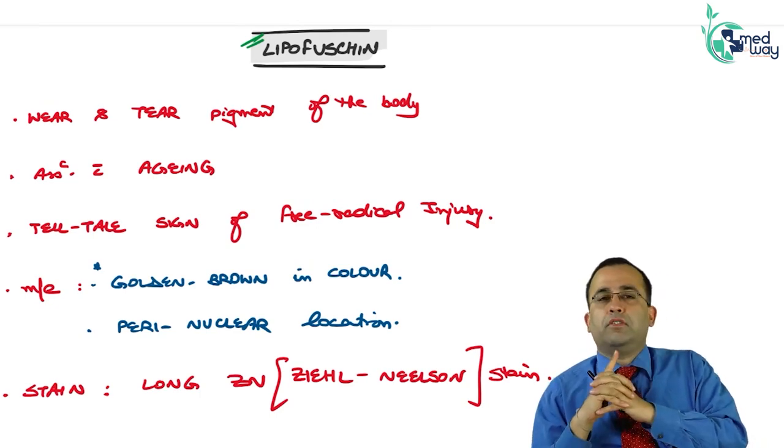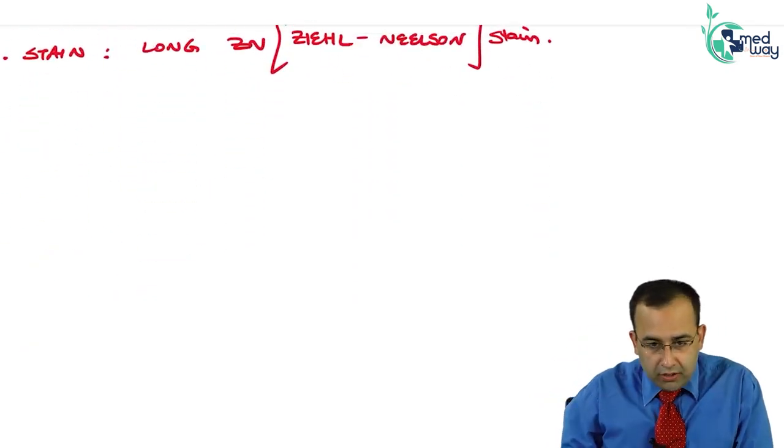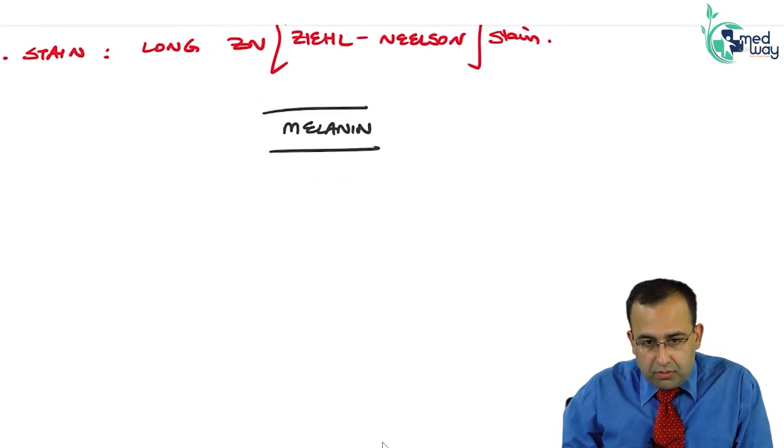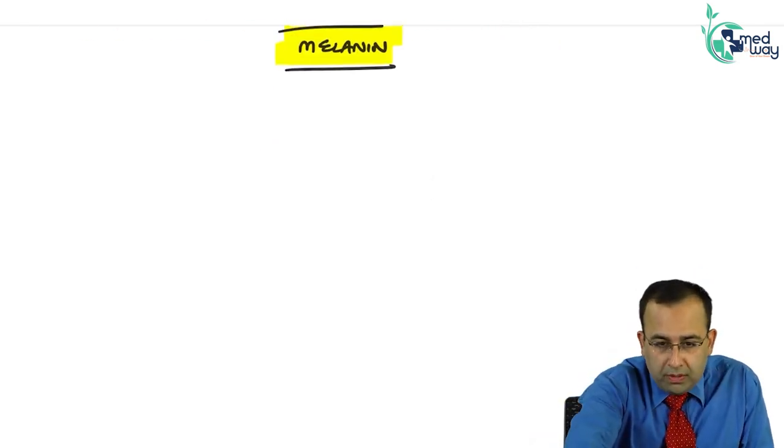This was lipofuscin. Next endogenous pigment is melanin. What is melanin?